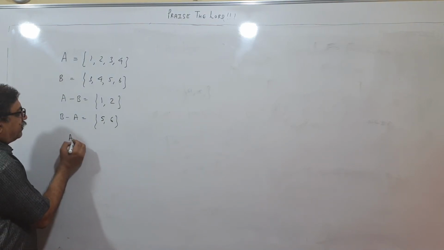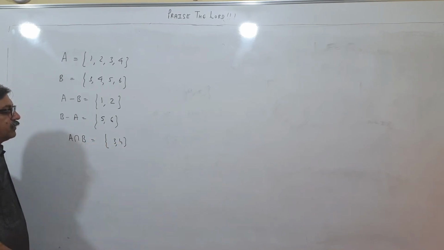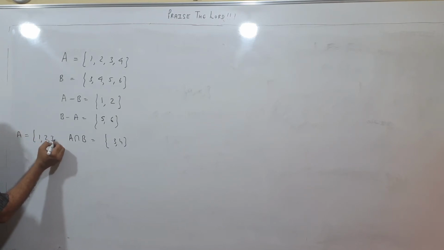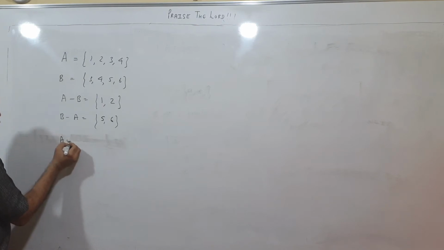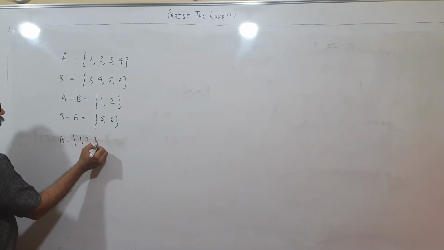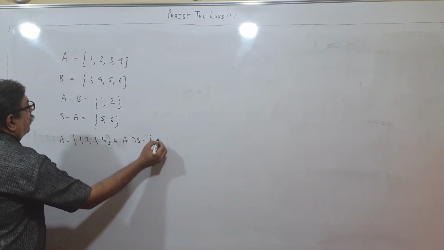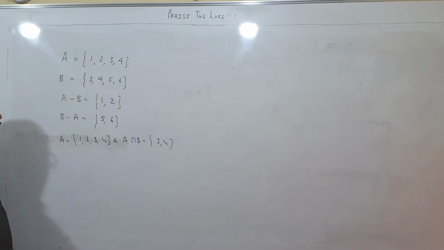What will be A intersection B? A intersection B is {3, 4}. And what is A for me? {1, 2, 3, 4}. Okay? I write it over here again. A is {1, 2, 3, 4}, and A intersection B is {3, 4}. Common elements: 3, 4.